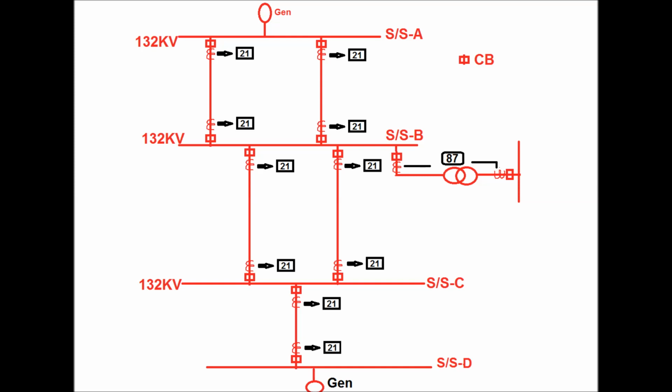And between substation A and B there exists one double circuit line, and between substation B and C there exists one double circuit line, and between C and D there exists one single circuit line.